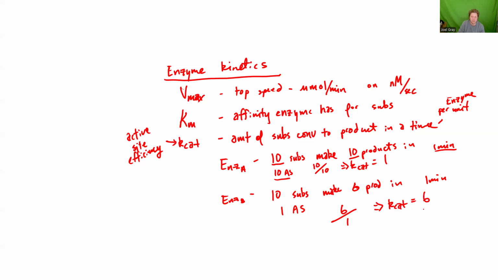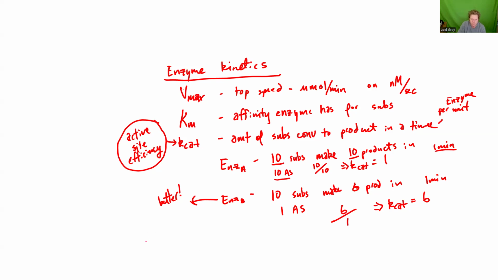Okay, so if we're comparing enzyme A and enzyme B, and we're comparing the active site efficiency, productivity, well, arguably enzyme B is better based on that. Okay. That's one other valuable component of this. So enzyme A has a kcat of 1, enzyme B has a kcat of 6.